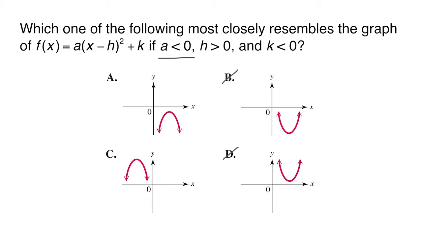We're also told that h is greater than 0 and k is less than 0. This means that the vertex (h, k) will be in quadrant 4. Therefore, the graph that most closely resembles the graph of the function is the graph shown in part A, which is a parabola opening down with the vertex in the fourth quadrant.